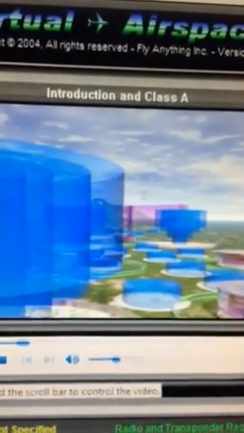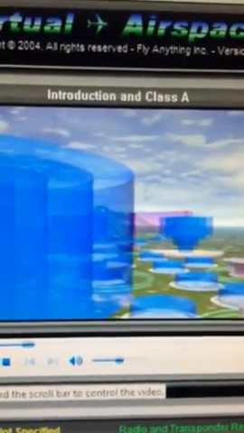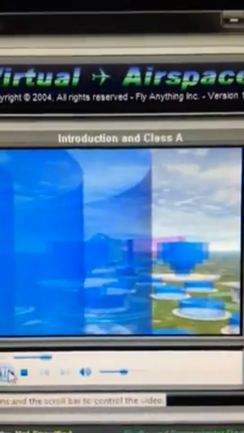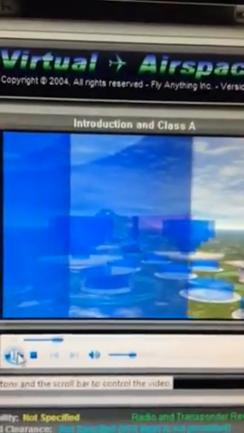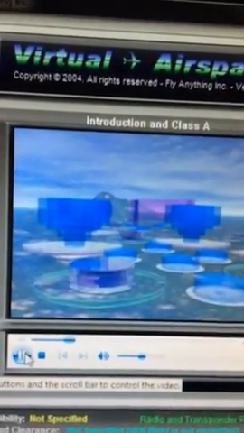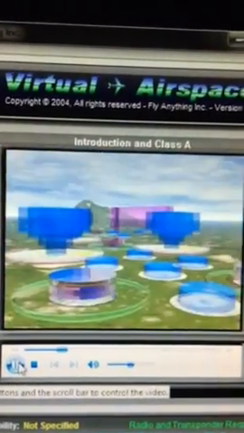Throughout the tutorial, you will hear traditional abbreviations which include MSL for mean sea level, AGL for above ground level, IFR for instrument flight rules, VFR for visual flight rules, and ATC for air traffic control.